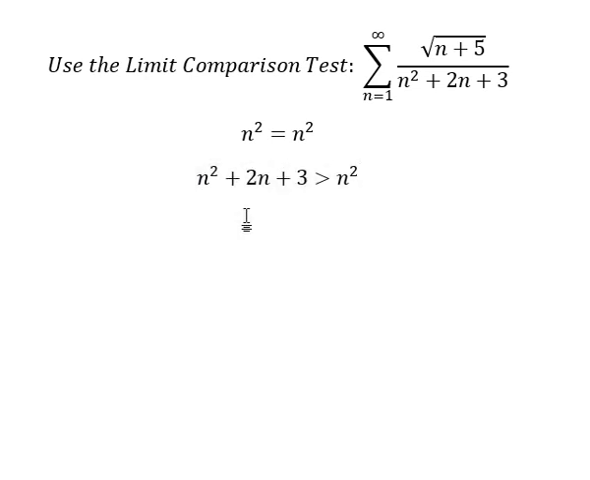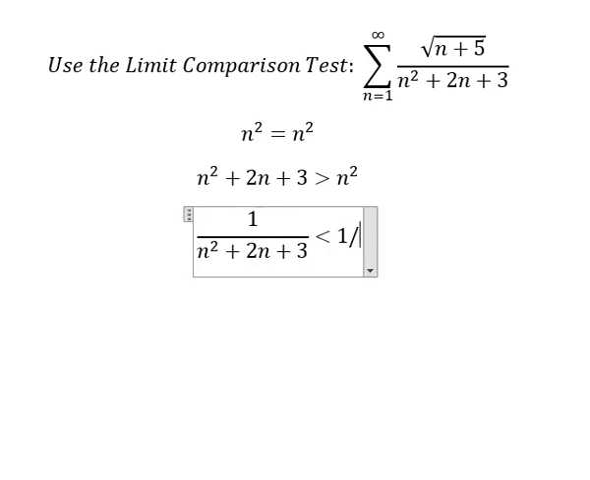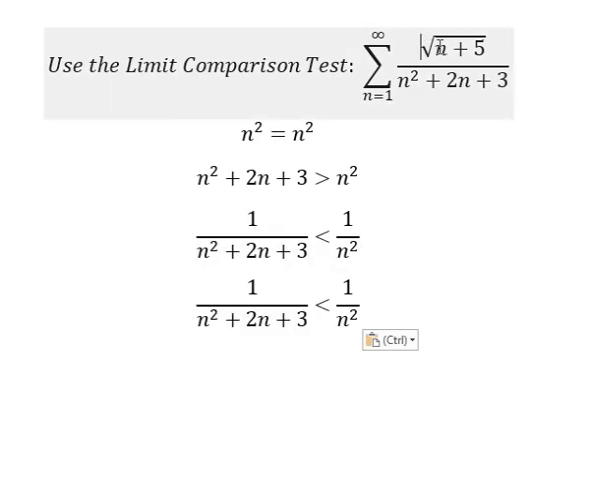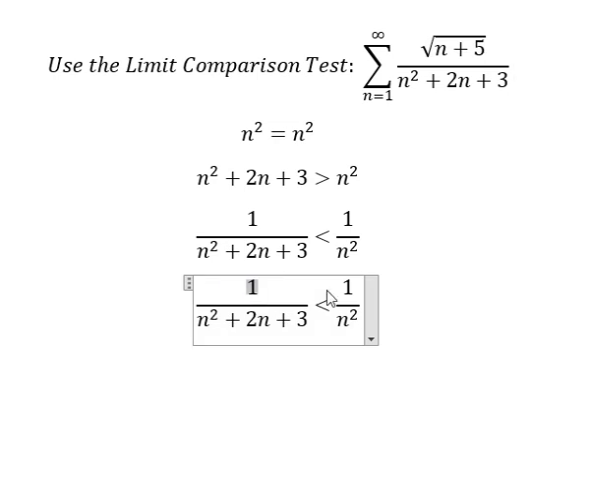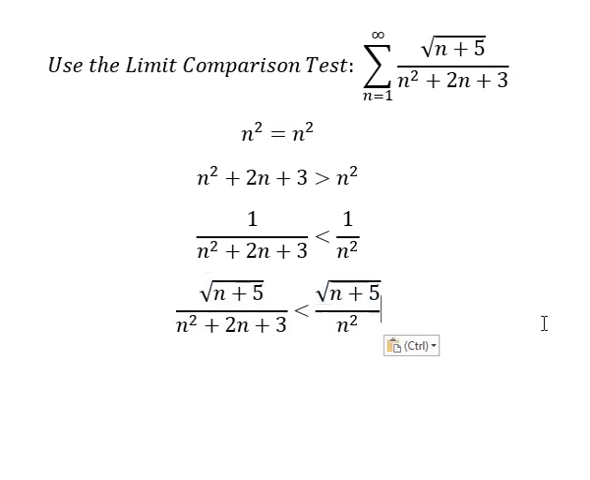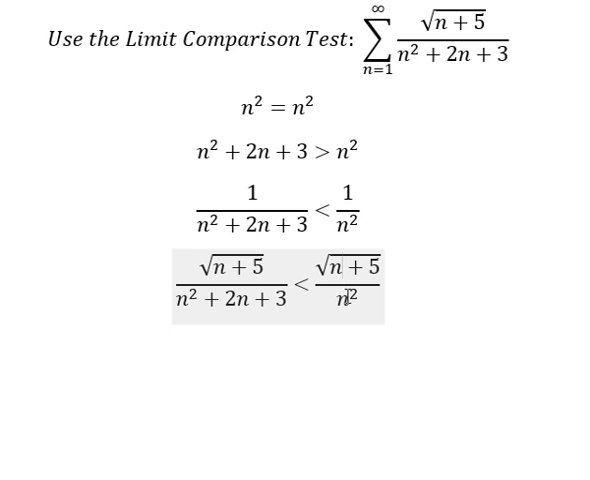Now if we put it into the ratio, 1 over n squared plus 2n plus 3 is smaller than 1 over n squared. Now we put the square root on both sides, and now we need to consider this one.